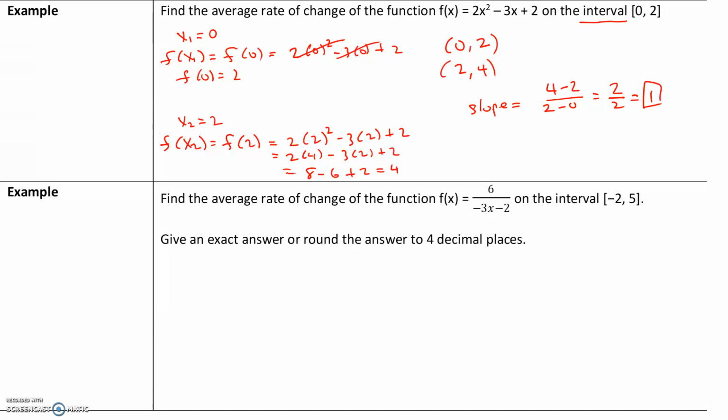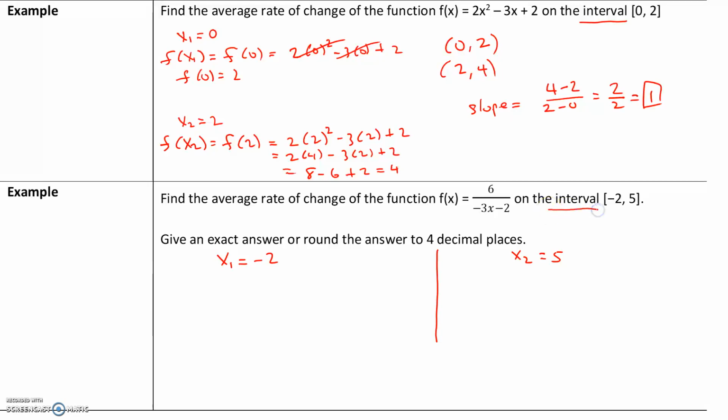Next, find the average rate of change of the function f of x equals 6 over negative 3x minus 2 on the interval negative 2, 5. So we have x1, which is equal to negative 2. And then just to make it a little bit different, I'm going to have x2 equal to 5. Just so you can see 2 different methods, you pick the one you like.